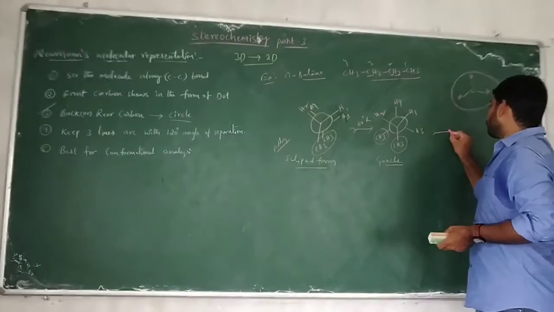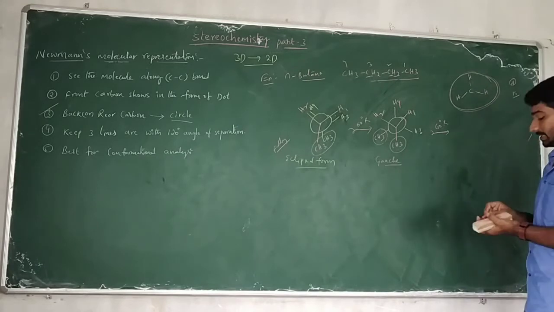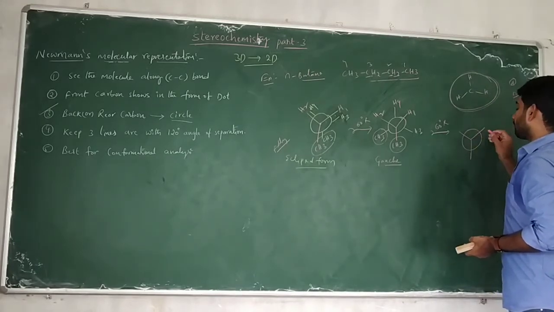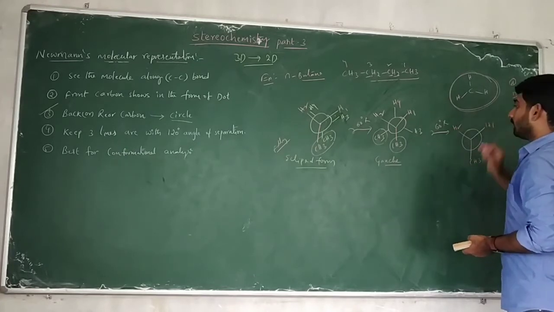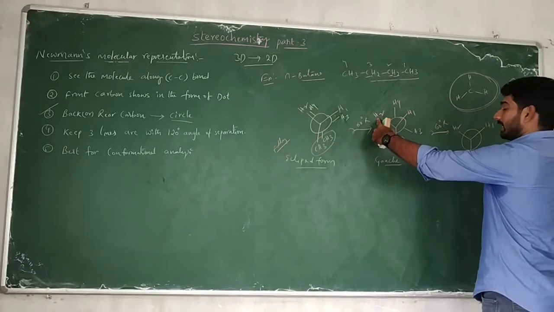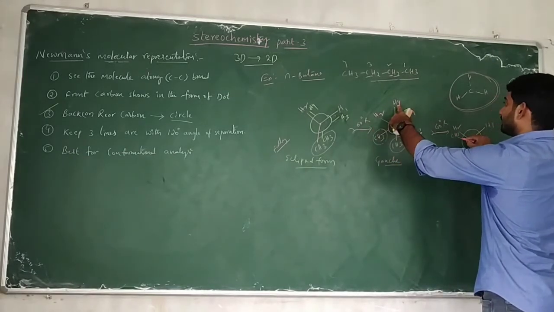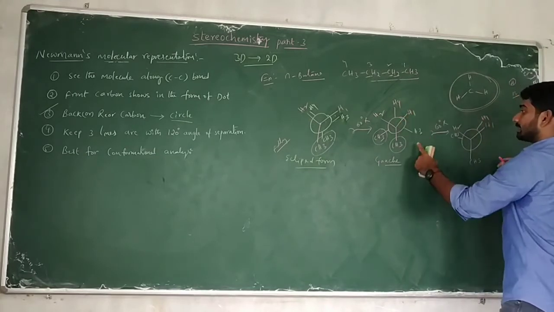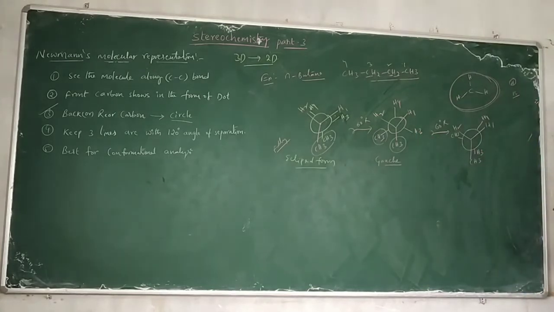Next, you do another 60 degree rotation. Now, fix the front carbon as constant. Don't touch the front carbon: CH3, H2. Now this methyl group comes to here. With another 60 degree rotation, CH3 moves, and this H4 comes to this side. Next, this H3 comes to this side. The angle of separation is like this.